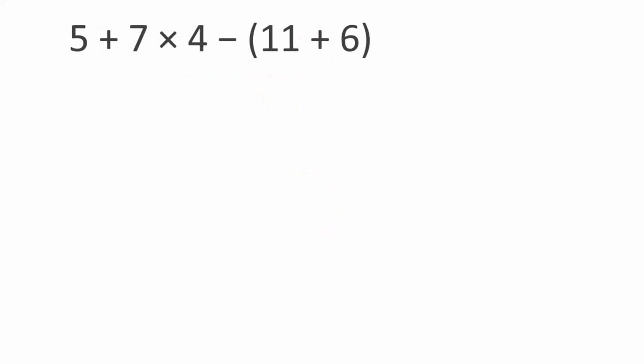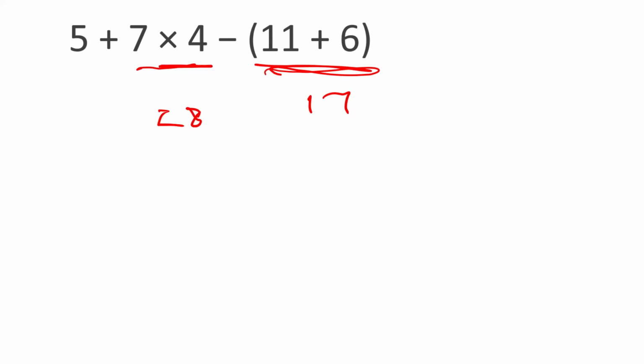5 plus 7 times 4 minus 11 plus 6. Let's do that first because it's in brackets. 11 plus 6 is 17. Now we do our 7 times 4 because multiplication comes before addition and subtraction. 4 sevens are 28. So that could be replaced with the number 28.